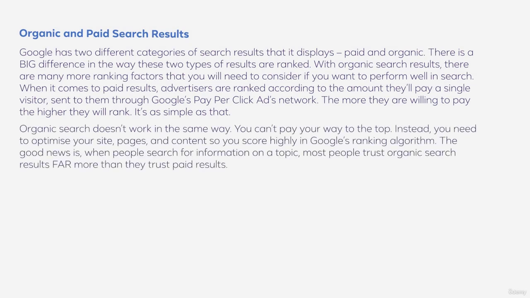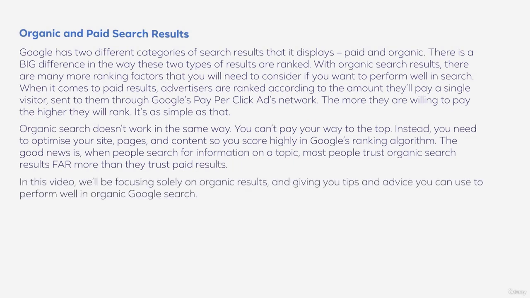Organic search doesn't work the same way. You can't pay your way to the top. Instead, you need to optimize your site, pages, and content so you score highly in Google's ranking algorithm. The good news is, when people search for information on a topic, most people trust organic search results far more than they trust paid results. In this video, we'll be focusing solely on organic results, and giving you tips and advice you can use to perform well in organic Google search.